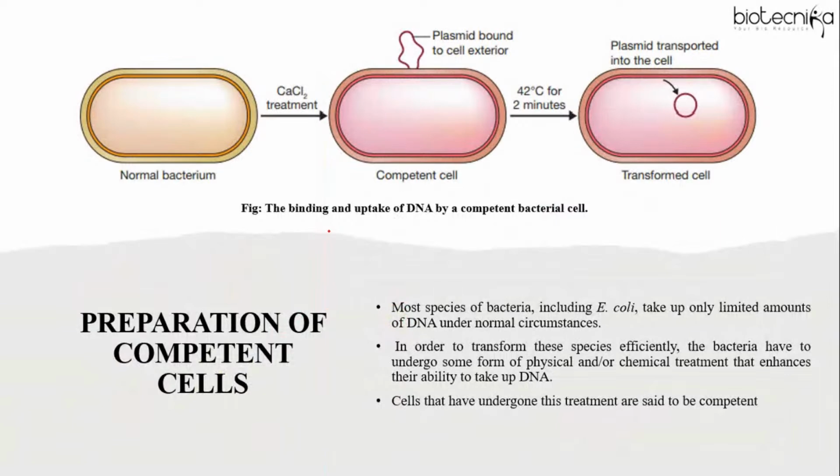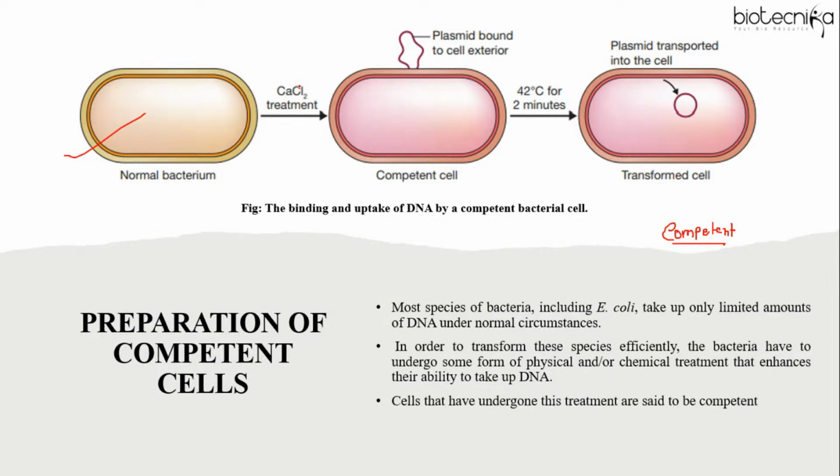And please note that it's not easy, whatever strain of bacteria you are using, that the bacteria will take up the DNA. No. Even Escherichia coli can take up only a limited amount of DNA under normal circumstances. So it's very important that we transform these species efficiently. The bacteria has to undergo some sort of physical and chemical treatment which can enhance their ability to take up DNA. And cells that have undergone this treatment, we call them competent.